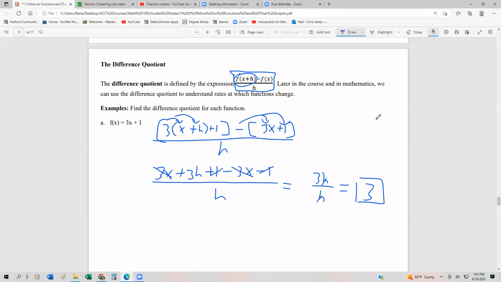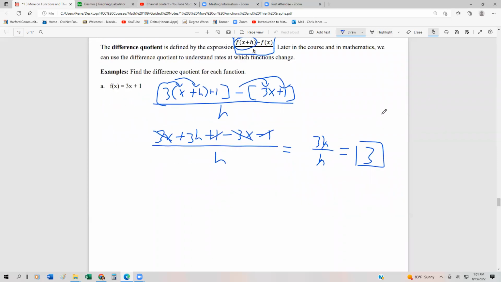In this example, what this really means is that the rate of change of this function is always going to be 3. Which makes sense because it's a linear function. And in the next section, we're going to see that the slope of this is 3. All right, but this is just a way to verify that. So anyhow, a secondary example.